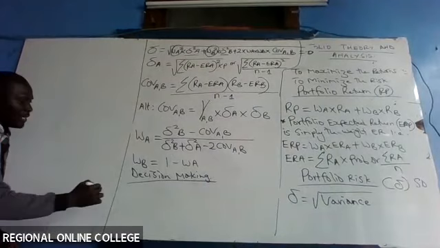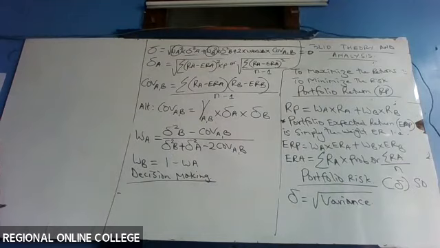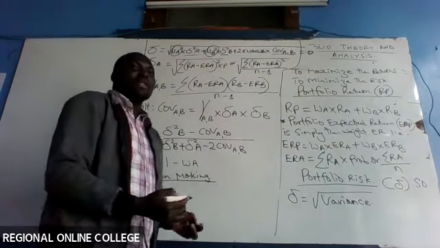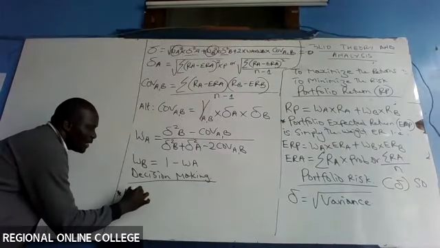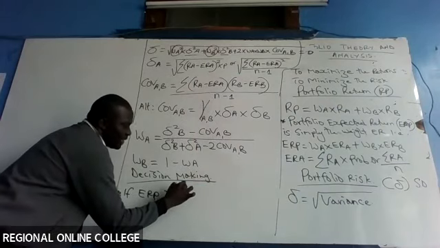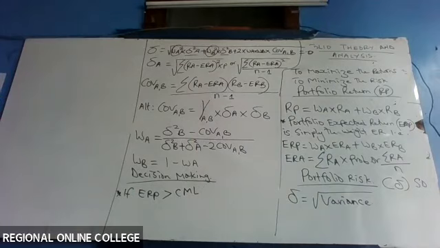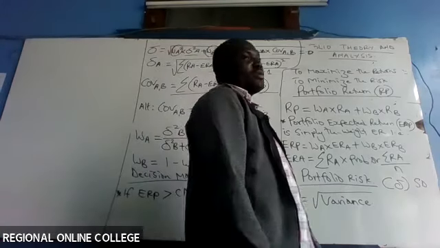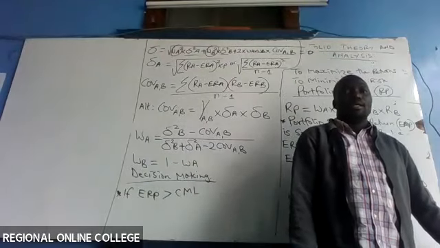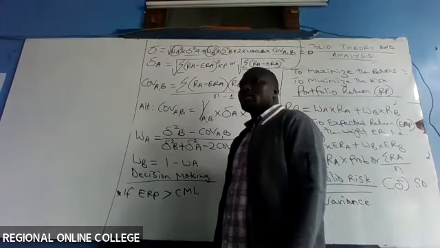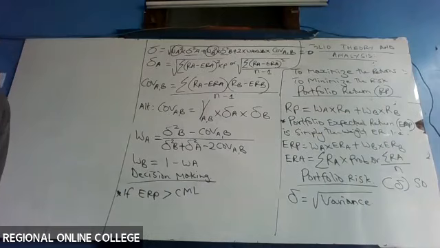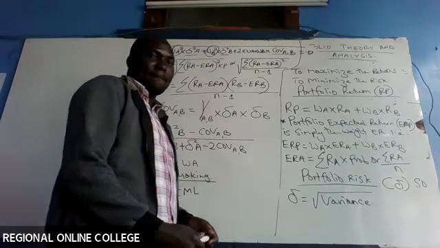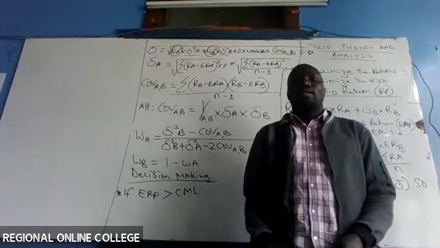Full stop. I'm going to explain what the capital market line stands for and what it represents, but let's first of all give the comparison. We say, if the expected return of the portfolio is greater than the CML, we accept, since the portfolio is super efficient, superior, undervalued.